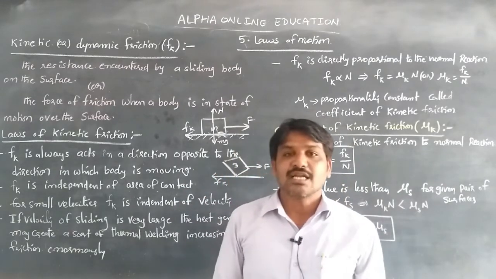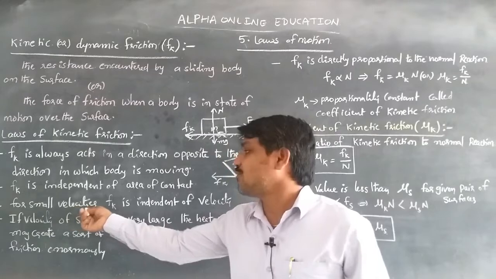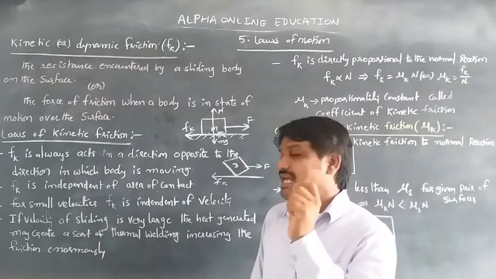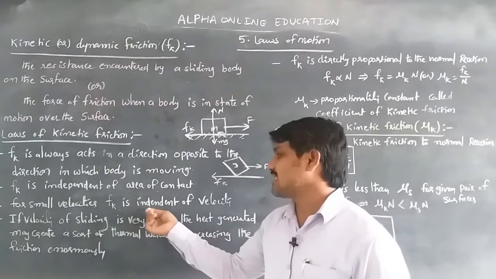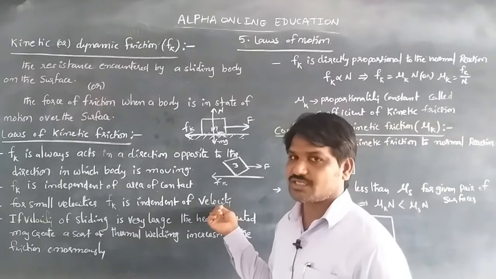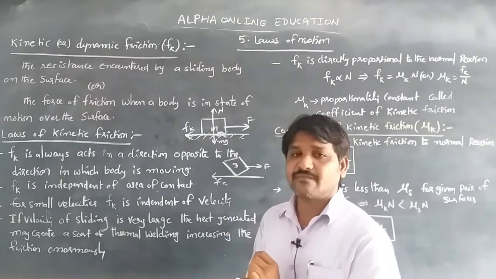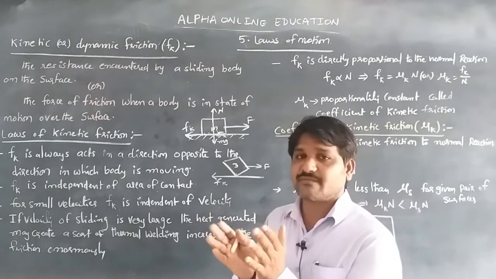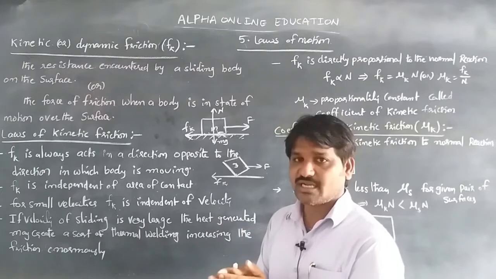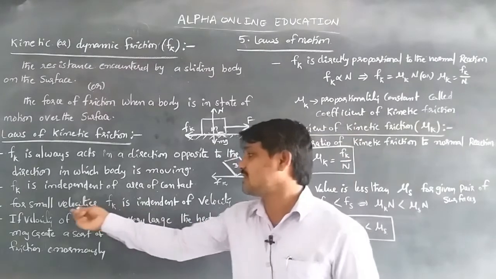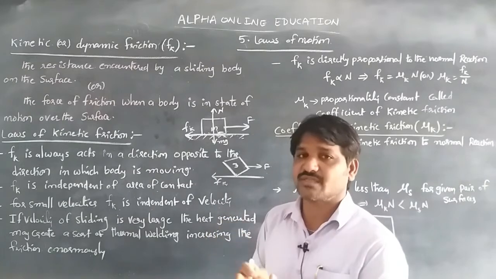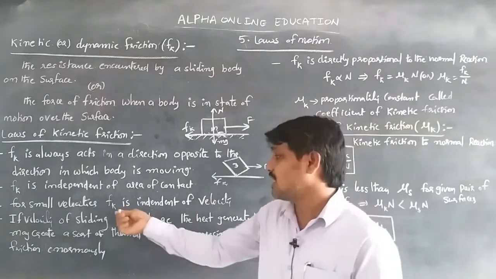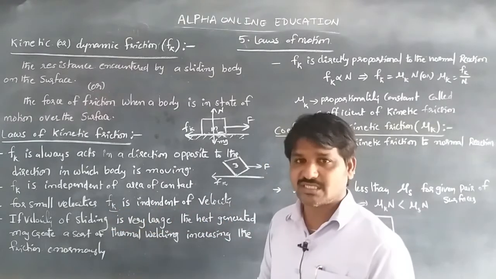It also depends on velocity: for small velocities, the kinetic friction is independent of velocity. For a given pair of surfaces, with a given velocity that is not too large and not too small, and when the normal reaction is constant, the kinetic friction is independent of its velocity.